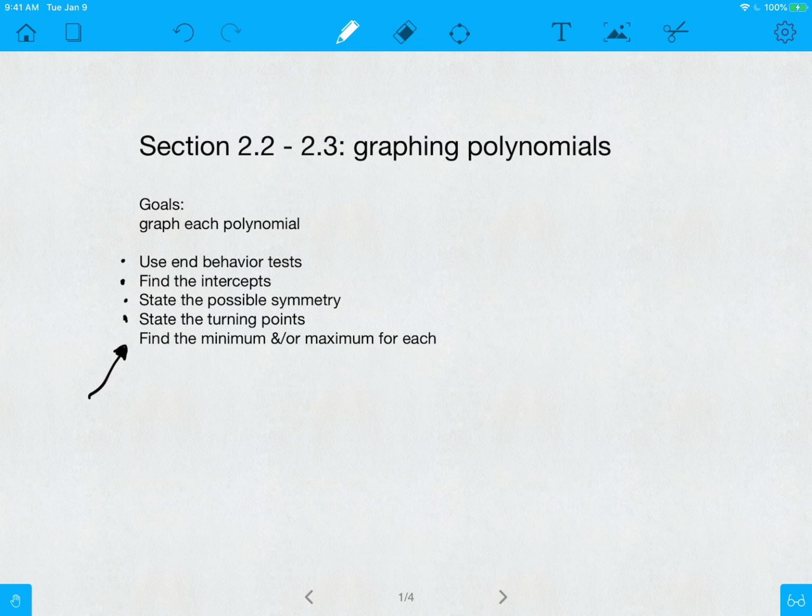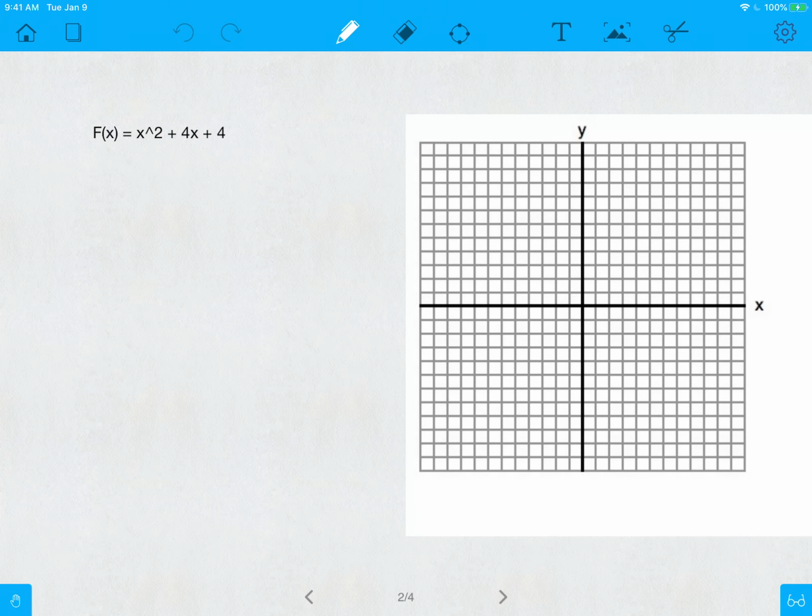Could be an absolute in certain cases, but I do want to see if we can find these using the new test that we have. So let's move on. Let's start right away. So here's our first problem. Excuse the x squared part.